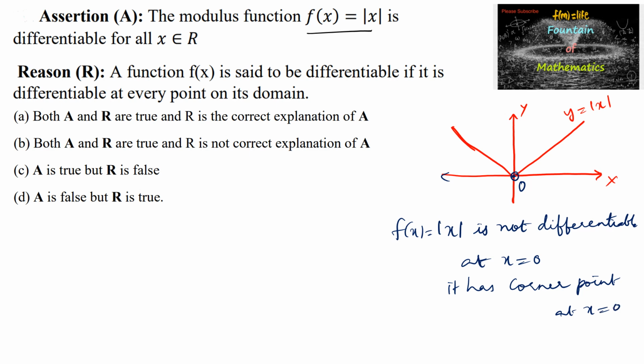And coming to the reason, we know that a function f of x is said to be differentiable if it is differentiable at every point on its domain. Yes, according to the definition of differentiability, at every point on its domain, the function must be differentiable. Then only we can say the function is differentiable. So reason is true and assertion is false. So we can go with option D.